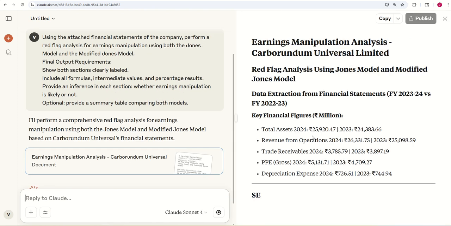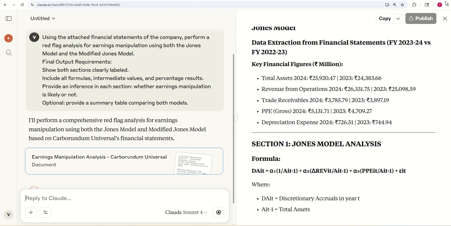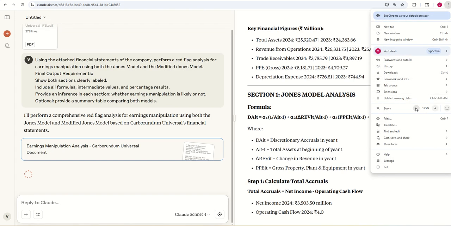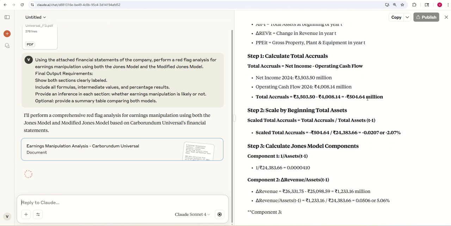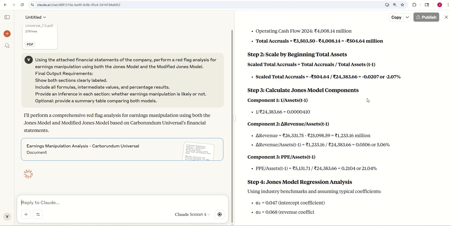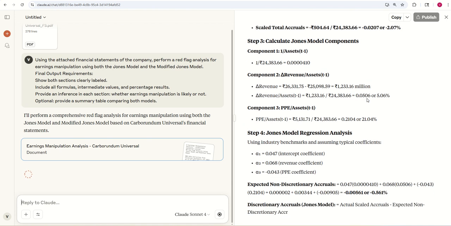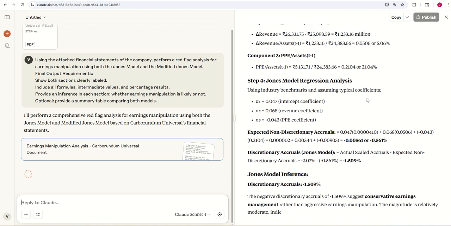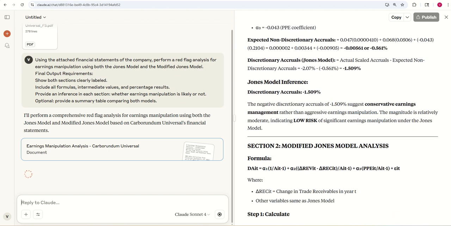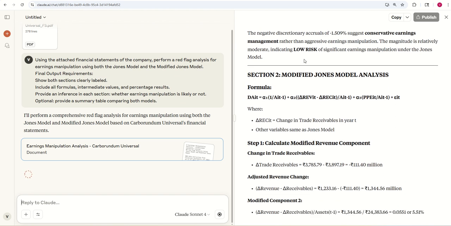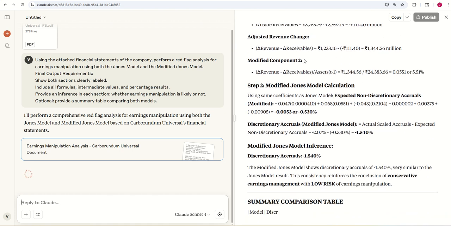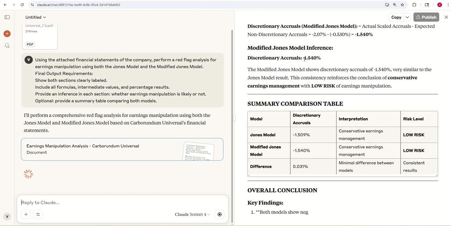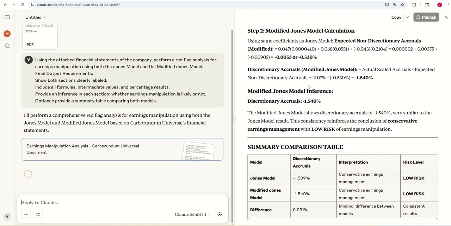So first it is extracting the figures from the financial statements. Then it makes the different calculations which are required for this Jones model. So if you are very strong in the model, or if you're interested to learn more about this model, this calculation itself can be useful for you to key in the values or check the values and familiarize yourself with the models. So now the summary, because more than the calculation, I'm now more interested in the summary part.